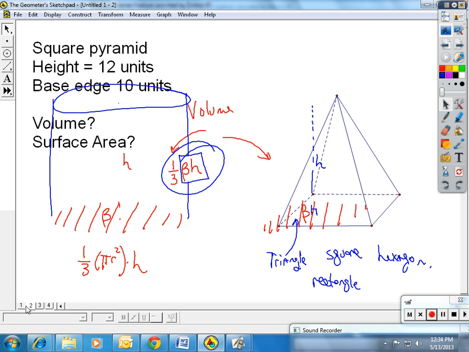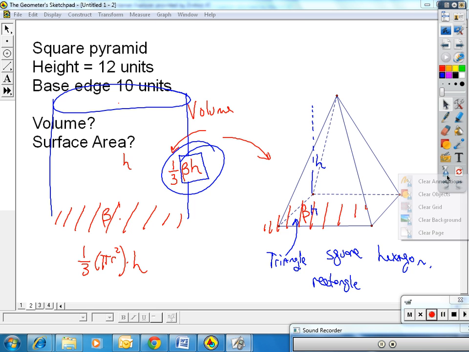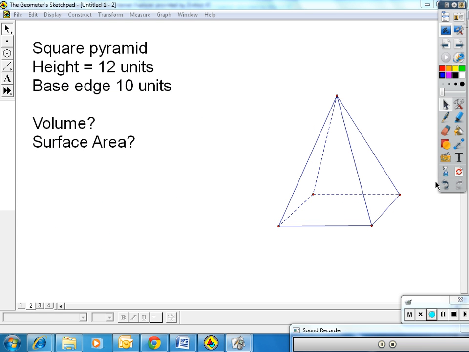Now, let's take a look at an example like this. A square pyramid has a height of 12 units. So be sure you're clear on what the height is. The height starts from the top and you drop it down, and it's perpendicular. Now I notice that this says square pyramid, so that means the base is a square. The base edge is 10. So that's 10, this is 10, along the back is 10, and that's 10, it's a square. So we've got 12 high, and the base is 10 by 10.